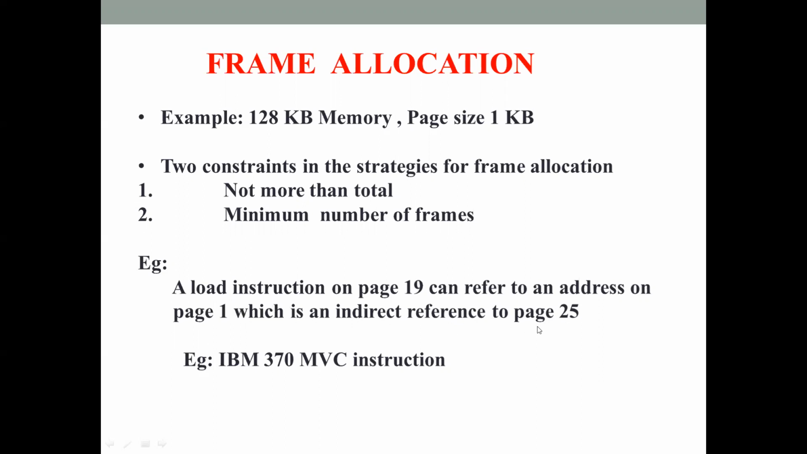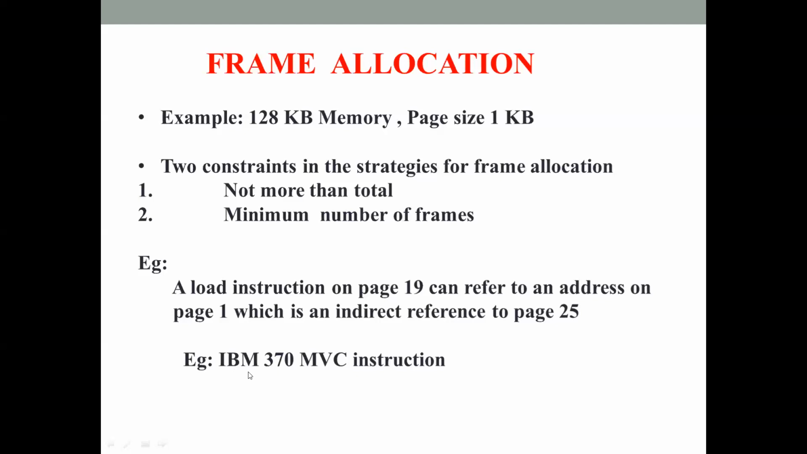In case this process has been allocated only 2 frames, it will not be able to execute this load instruction. So it is essential that we allocate at least the minimum number of frames required for each and every process.